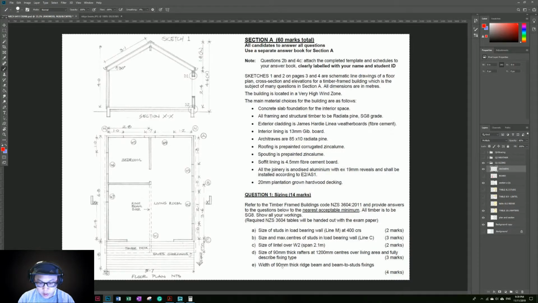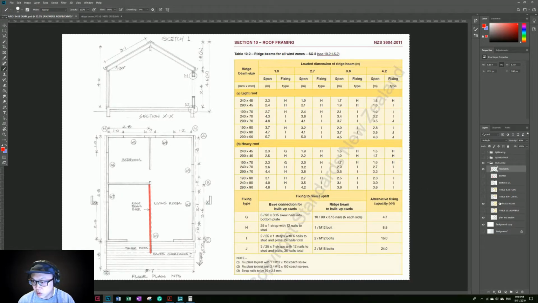Now the width of the 90mm thick ridge beam and beam to stud fixing. The ridge beam is this one, and needs to be 90mm thick. Let's go to the ridge table. Okay, so it's a light roof.